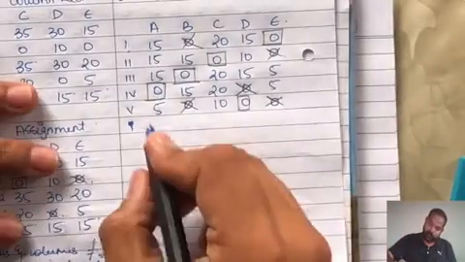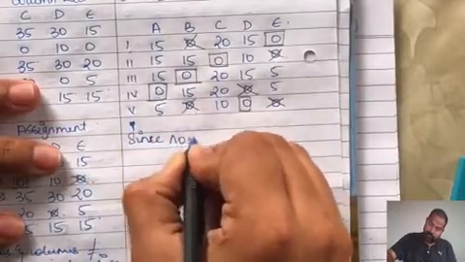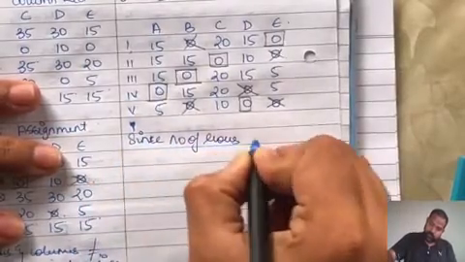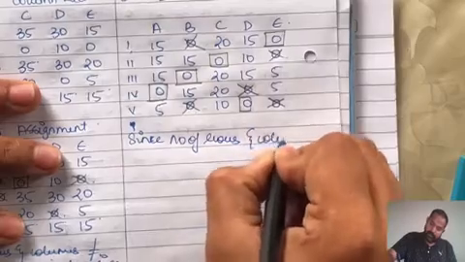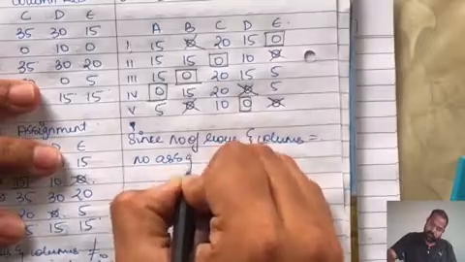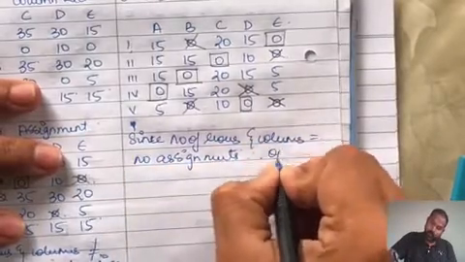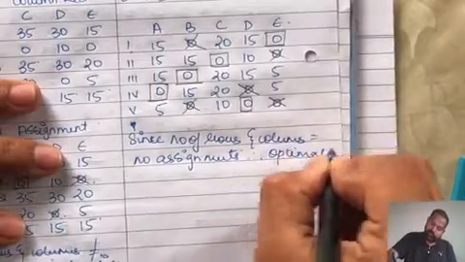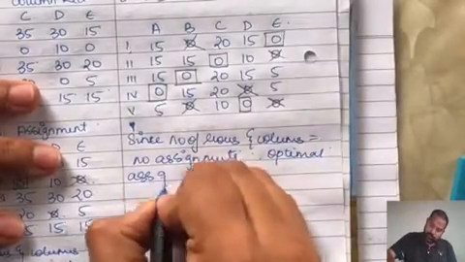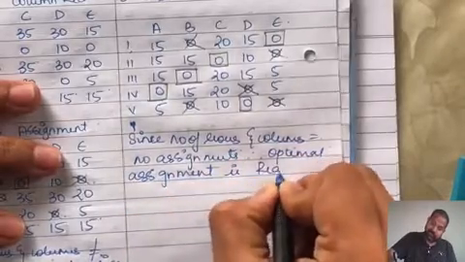So, since the number of rows and columns is equal to the number of assignments, optimal assignment is reached.